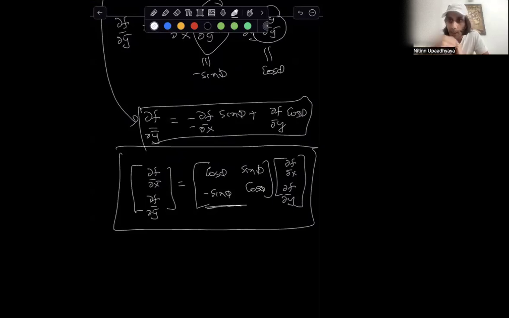So I hope this was of some use and helps you build some intuition about the gradient vector, and I hope to continue with this discussion again.